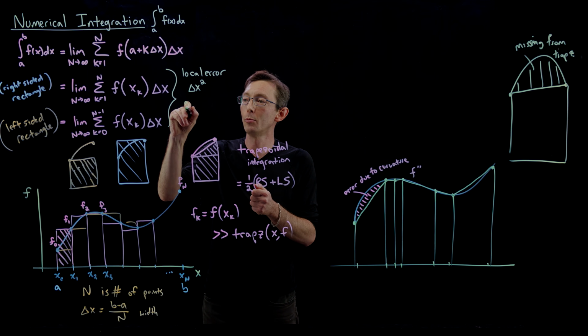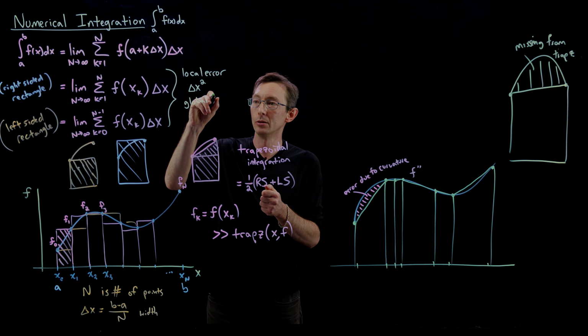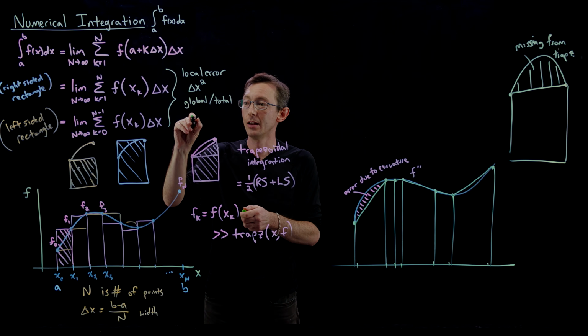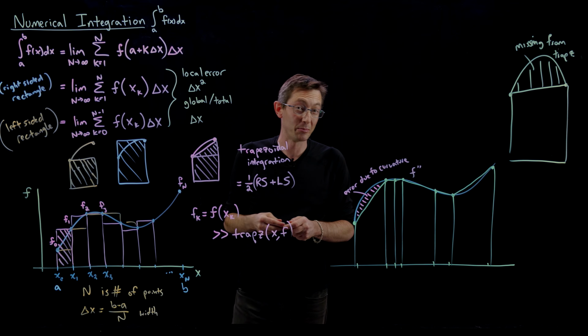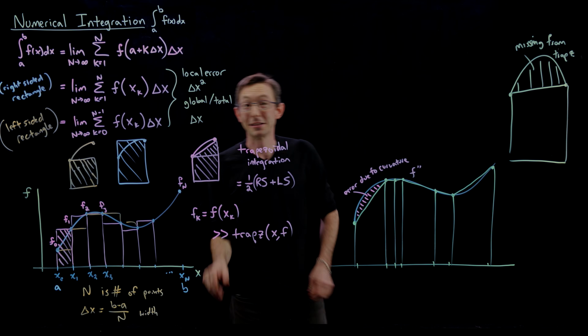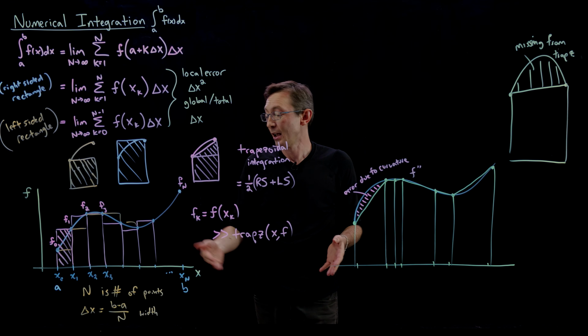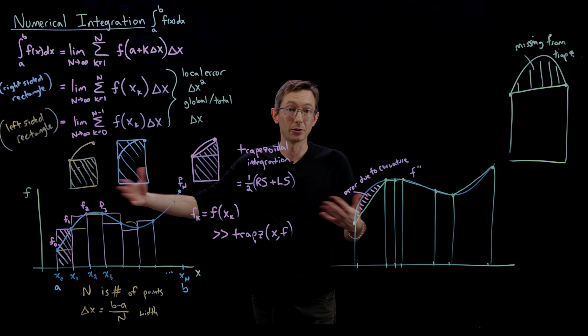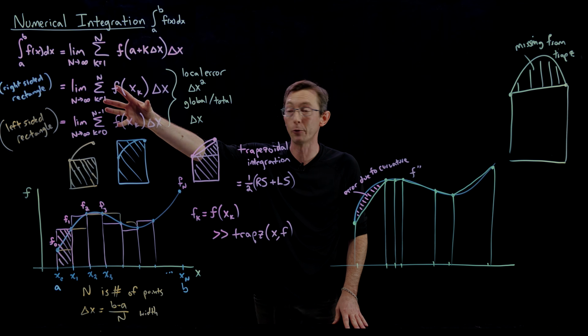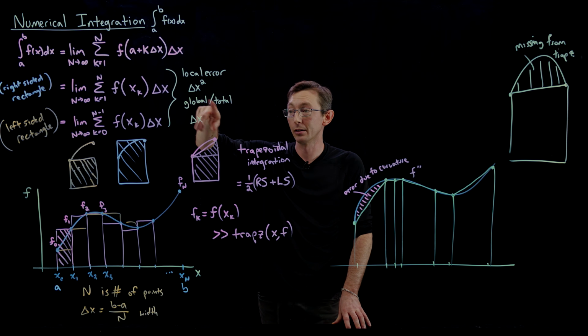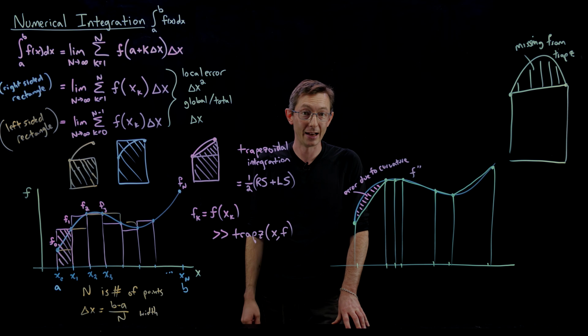So the global, or total, integration error over this entire area scales like delta x, which is actually pretty bad. That's not a good error. Okay, so that means if I want my error to be 10 times smaller, I have to decrease my delta x by a factor of 10. This is just like forward difference and backward difference for derivatives. The total error scales linearly with delta x, with the increment.